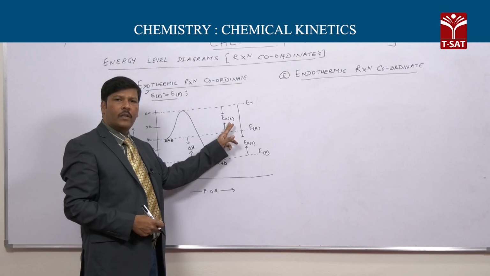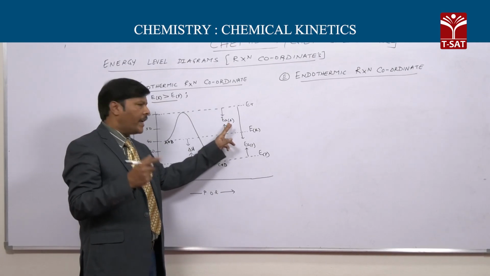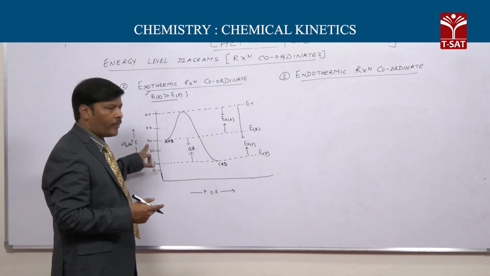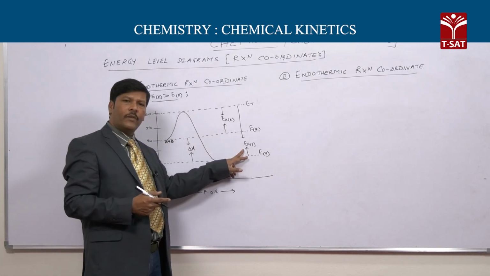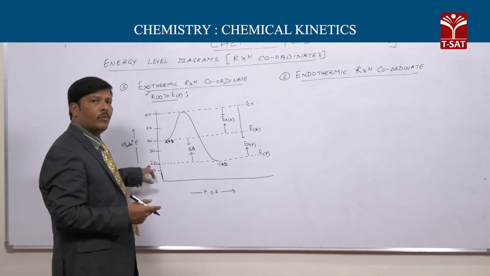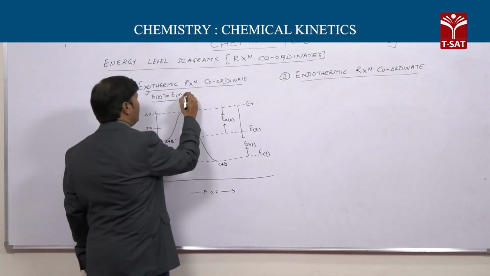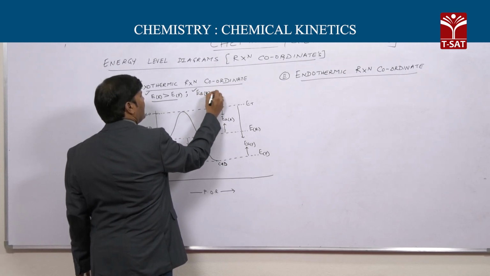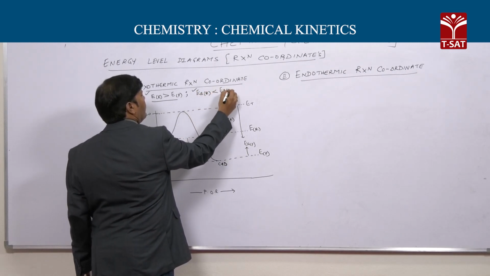How much is the activation energy of the reactants? You can check here: 60 minus 40, it is only 20 kilojoules per mole. How much is the activation energy of the products? 60 minus 20, which equals 40. So obviously from the graph you can decide that the activation energy of the reactants is less than the activation energy of the products.